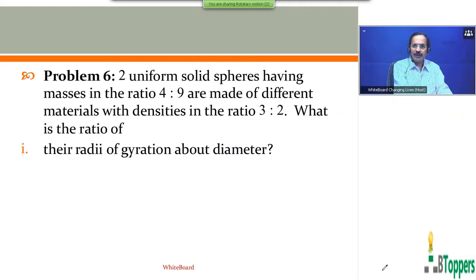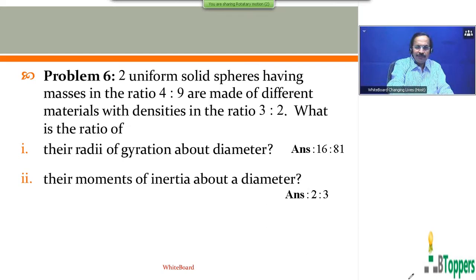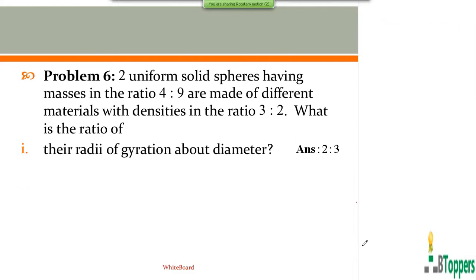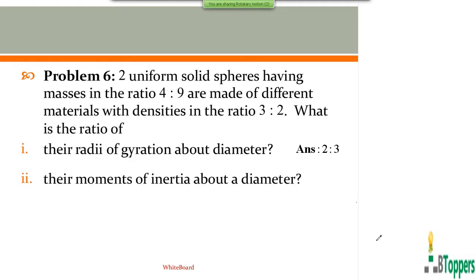So coming to the second part of the question, for the first question you are given the answers here in the reverse order. The ratio of the radius of gyration about a diameter will get 2:3. That means for the first part of the question, the answer is 2:3. In the second part of the question, you are asked to find the ratio of their moments of inertia about a diameter.